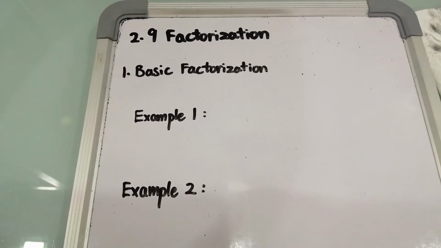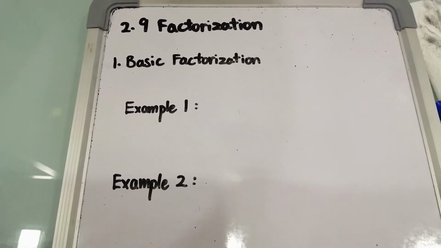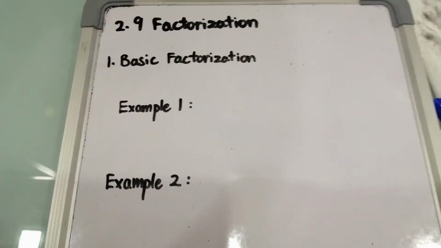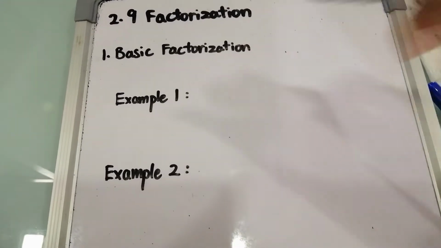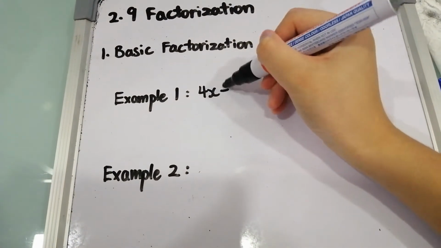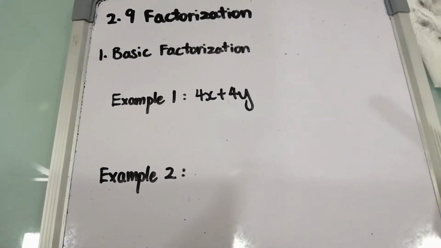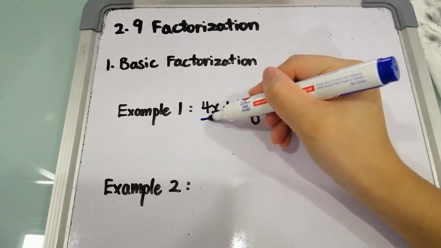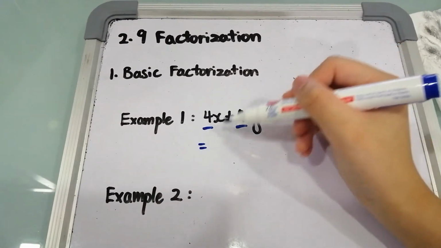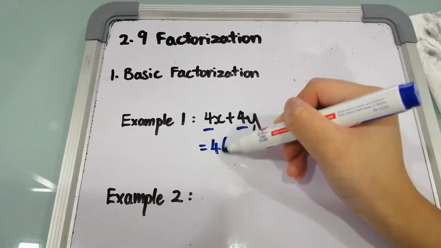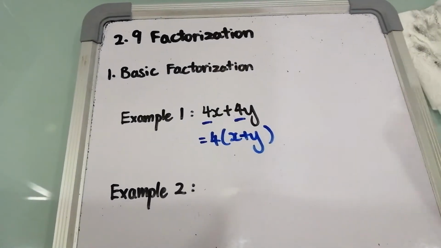Previously we have done expansion. Now we are going to teach you about the inverse of expansion, which is factorization. In order to factorize, we'll need to take out the common factor. So for example, 4x plus 4y, their common factor is 4. So you can take 4 out and put x and y in one bracket.